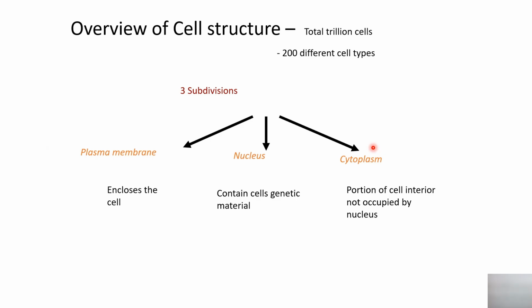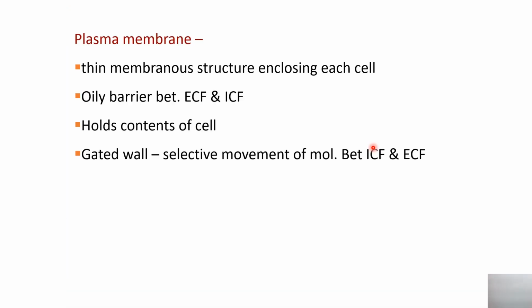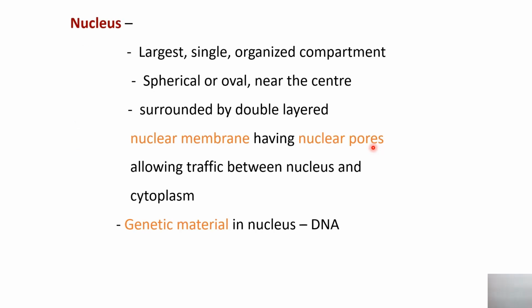So the plasma membrane encloses a cell. Then there is the nucleus, which contains genetic material. And then the cytoplasm, the portion of the cell interior not occupied by the nucleus. The plasma membrane is a thin membranous structure enclosing each cell. It has an oily barrier that holds the contents of the cell. It's a gated wall, with selective movement of molecules.